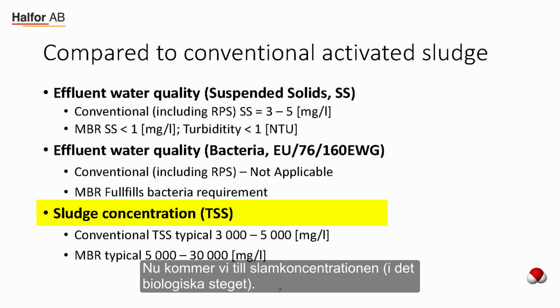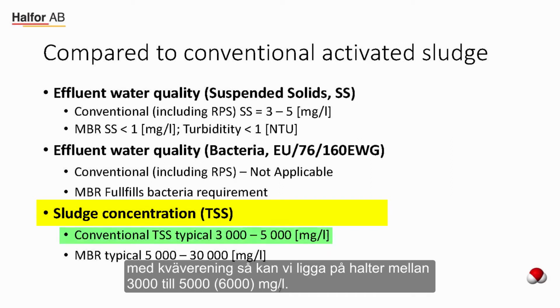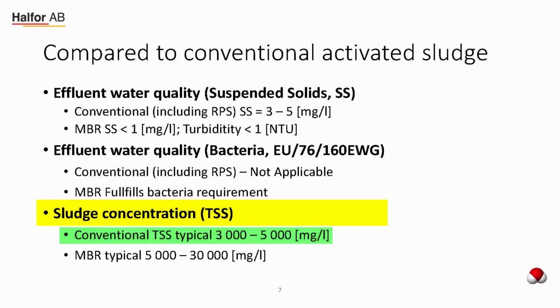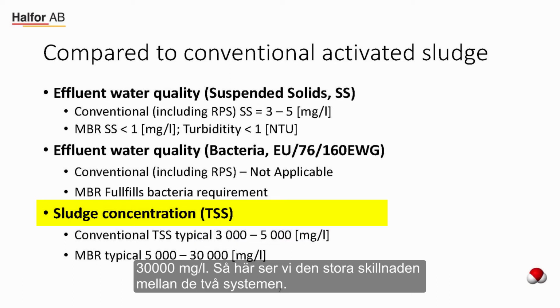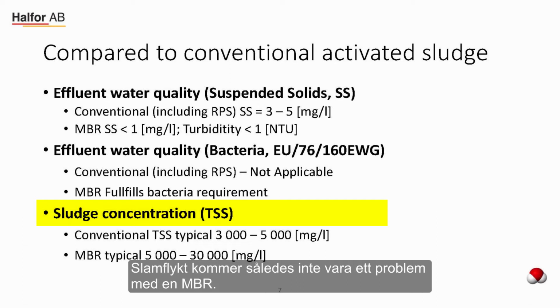Then we come to the sludge concentration. Now, typically with nitrogen removal, we are probably running sludge concentrations about 3, 5, 6,000 milligrams per liter in the conventional system. Now, with the MBR, because the ultrafilter will contain or hold back all particulate material, we can run up to 30,000 milligrams per liter, or 30 grams per liter, of sludge concentration or total suspended solids concentration. So here we see the big difference between the two systems. And of course, bad sludge will not be a problem with the MBR because it will hold back all the particulate material.